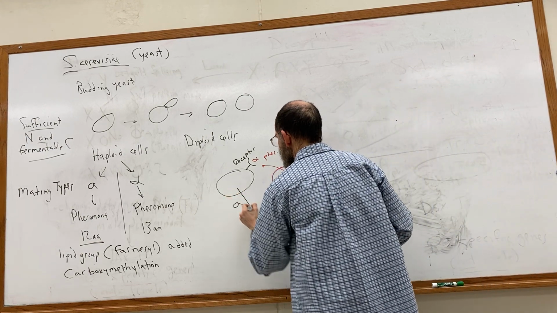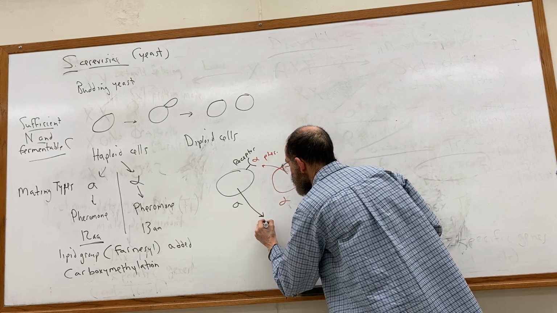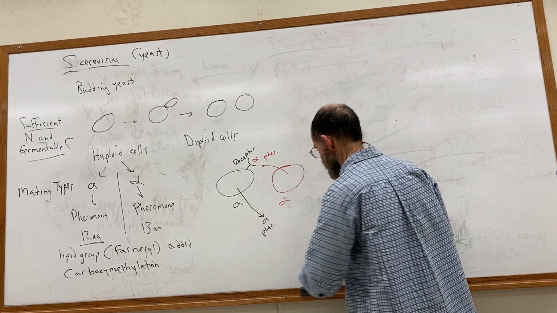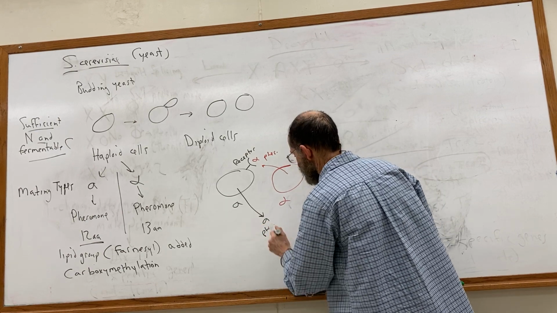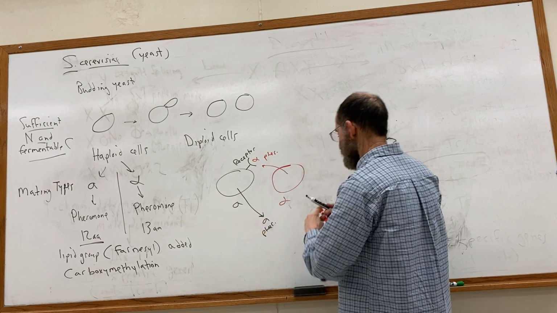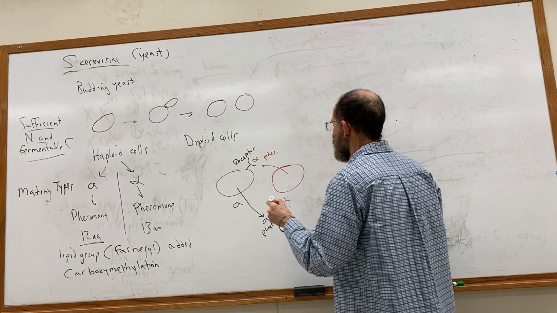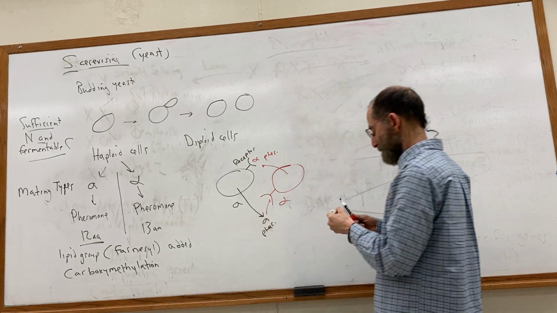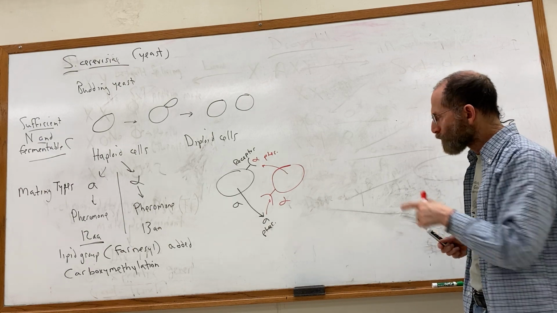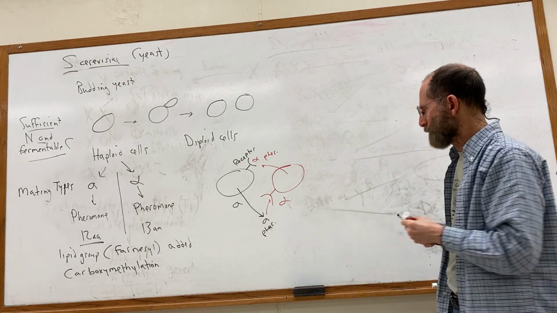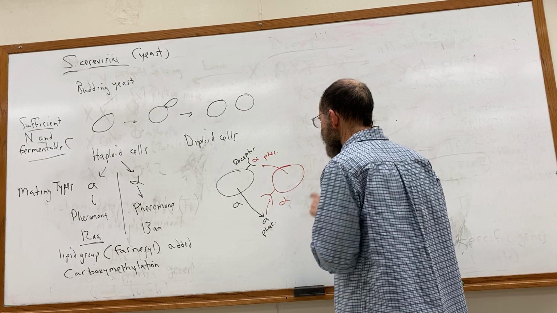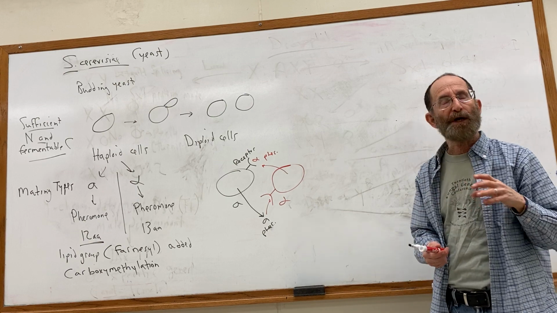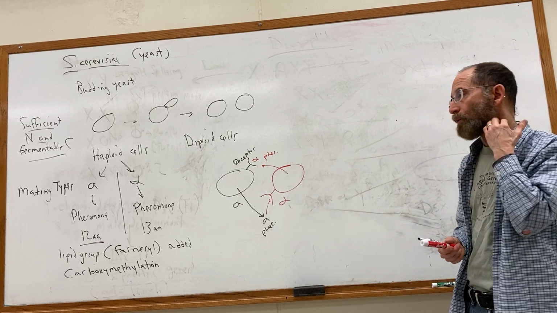And the A cell, similarly, secretes its pheromone, and on the surface of the alpha cell, there is a receptor specific for that. Okay? And that's how those haploid cells communicate. And what happens is, once that occurs, there's a series of signal transduction steps inside the cell that we'll talk about later.